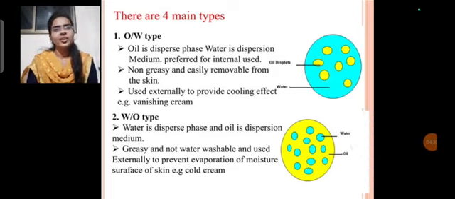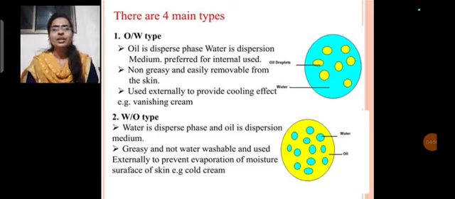There are mainly four classes of emulsion. We can see firstly the O/W type of emulsion. In O/W type of emulsions, oil is present in the disperse phase and water is present in the dispersion medium, or present in the continuous phase.